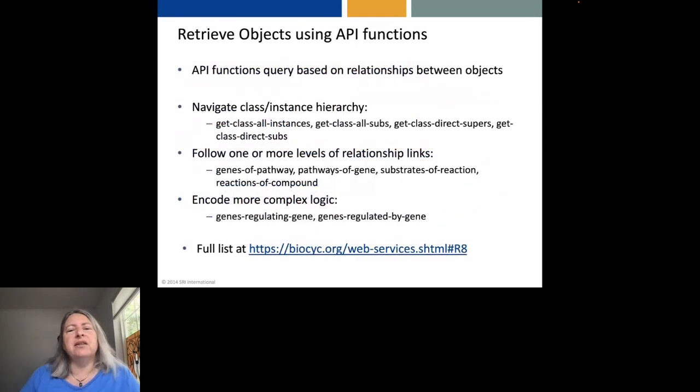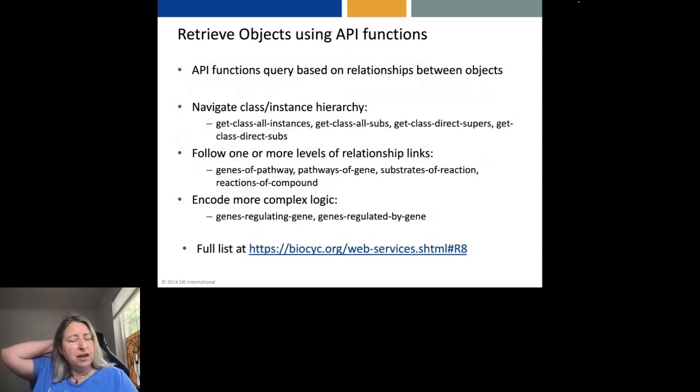So those are for retrieving a single object, or when you're searching for a single object. You can also retrieve objects using a set of API functions that we provide. In addition to the BioCyc website and the web services, the Pathway Tools software that underlies BioCyc contains a set of API functions for people to interact programmatically with the data. And so what we've done is to take a subset of those API functions and make them available via web services for retrieving objects. And these are based on relationships between objects.